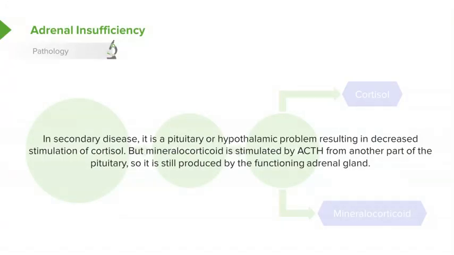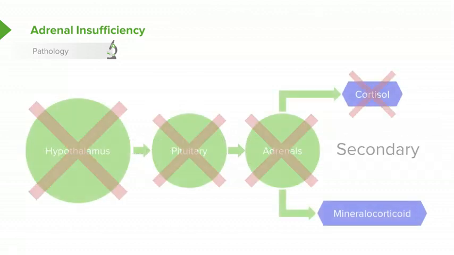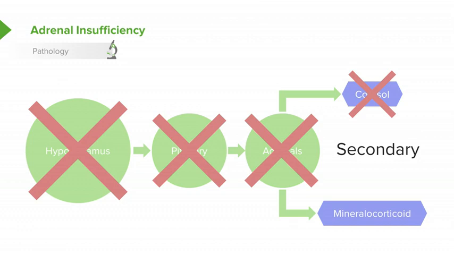Flip side, in secondary disease, it's the pituitary or the hypothalamus that's the problem. This decreases stimulation of cortisol. But remember, mineralocorticoid is stimulated by ACTH from another part of the pituitary, so it is still produced by the functioning adrenal gland. So in these patients, you'll see something more like this, where they have low ability for the hypothalamus, the pituitary, or the adrenals to function correctly. You'll see less cortisol, but you will see a normal amount of mineralocorticoid effect. So the distinction between secondary and primary disease is really whether or not there's any mineralocorticoid effect going on.